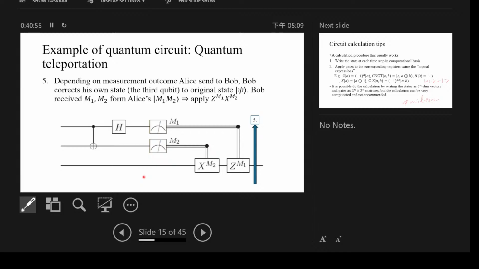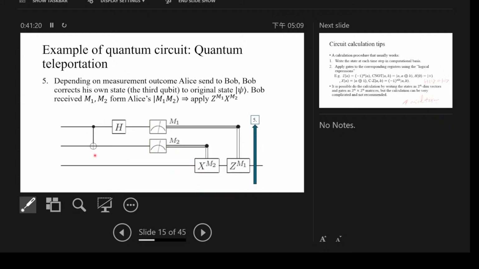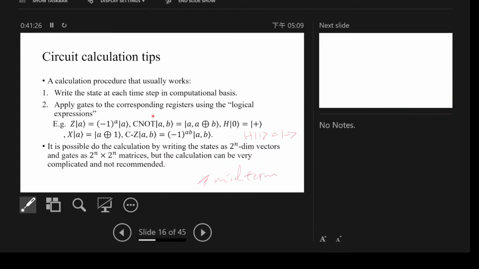So this is teleportation in terms of a quantum circuit, and then we can see what is happening in each step. After the measurement, there are 4 possible outcomes, each with 1 fourth probability. Alice will hold these 4 different computational basis states, and this will collapse Bob's state into 4 different unknown states, and Bob can do a correction to make the state he holds into the original state.